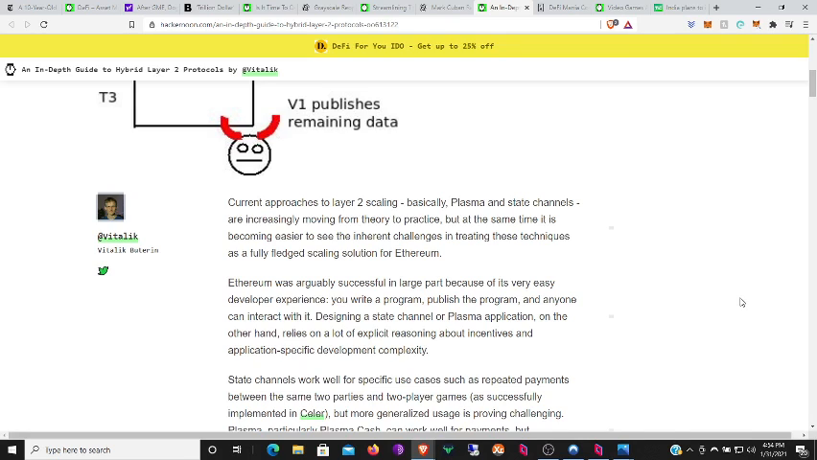Ethereum was arguably successful in large part because of its very easy developer experience. You write a program, publish the program, and anyone can interact with it. Designing a state channel or Plasma application, on the other hand, relies on a lot of explicit reasoning about incentives and application-specific development complexity.